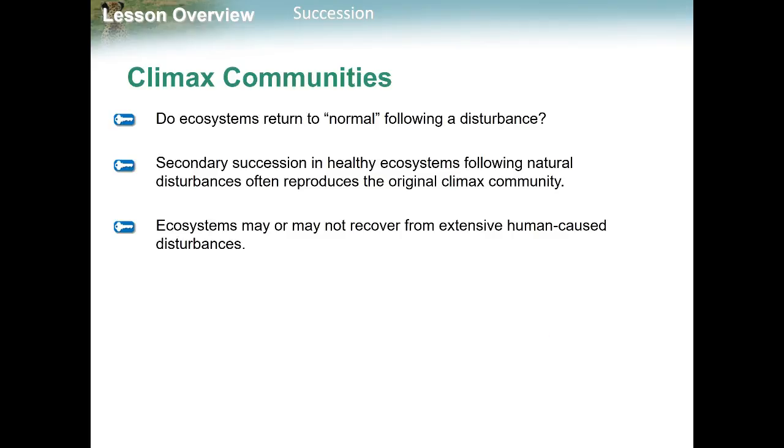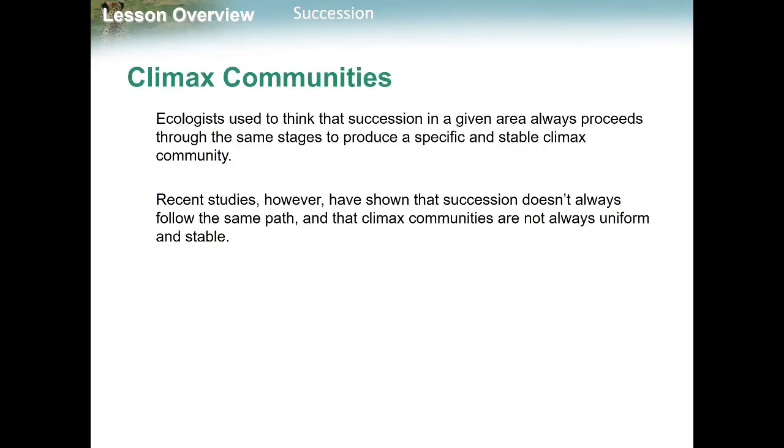The next thing that we want to talk about is climax communities. And climax communities are those communities that we call the old growth forests that we think have reached their ultimate peak, and they seem to not have as many obvious changes. And as I said, they're still changing. They're going to continue to change. And we're going to talk about secondary succession in healthy ecosystems that follows natural disturbances that go on, and we'll take a look at ecosystems that may or may not recover from extensive human-caused disturbances.